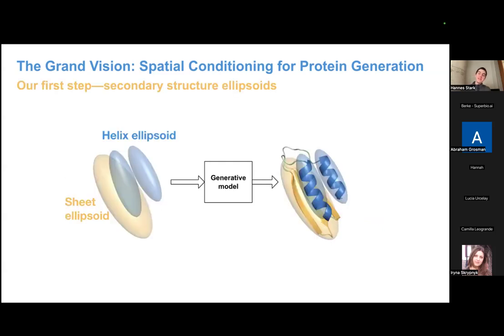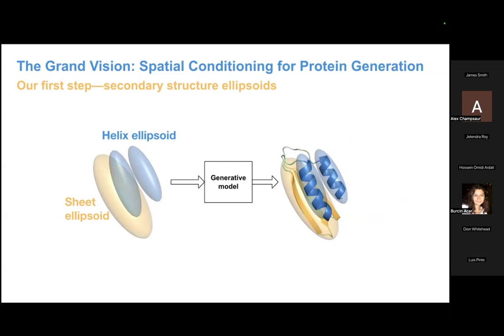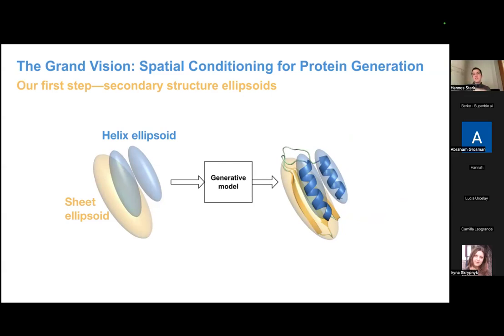And while this is a big vision and the final goal that we envision, here in this paper we just take a first step in that direction, where we focus on specifying the structural layout and the secondary structure of the structural layout that you want to specify.